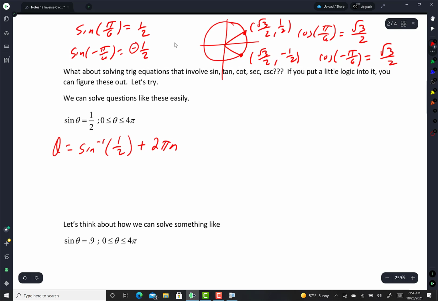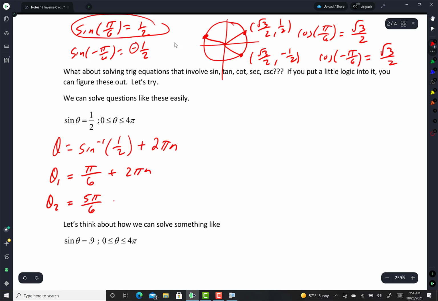So just by looking at the unit circle, I'm going to write theta 1. Sine is a half where? At pi over 6, we just said it, so plus 2 pi n. And then where's the other one? Perfect. Notice that you did this with no formulas, just knowing the logic.